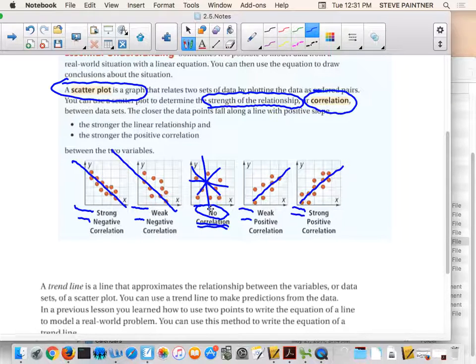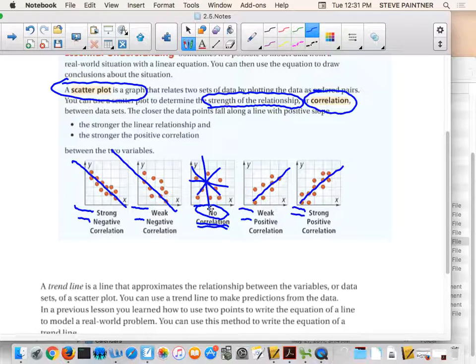This will happen sometimes, and when it happens, you smile. How come you smile? You don't have to do any work. You just say what? Not related. There's no correlation, okay? So you're kind of hoping for this one, but 90% of the time you're going to get what? Strong, positive, or negative, okay? Strong, weak, I don't know. But you're going to get one of the two, okay?